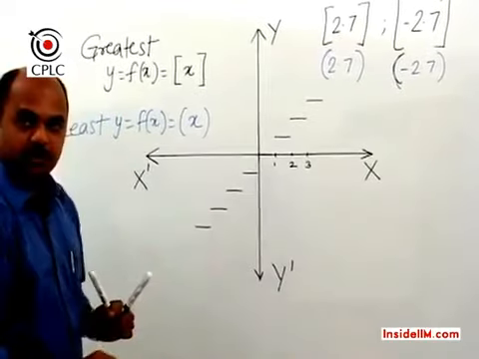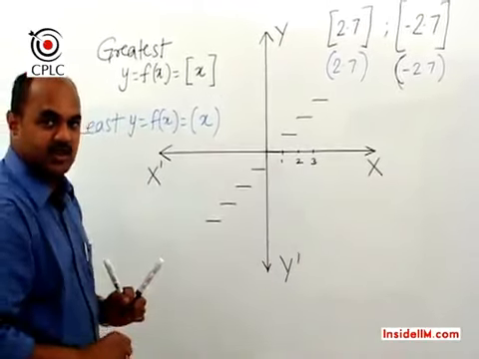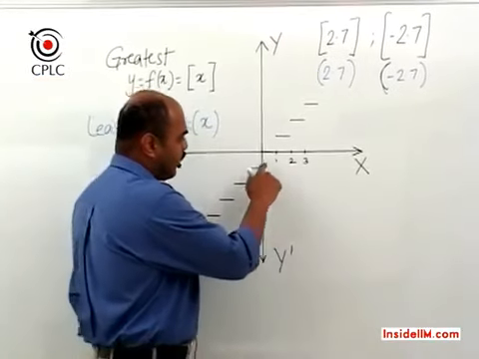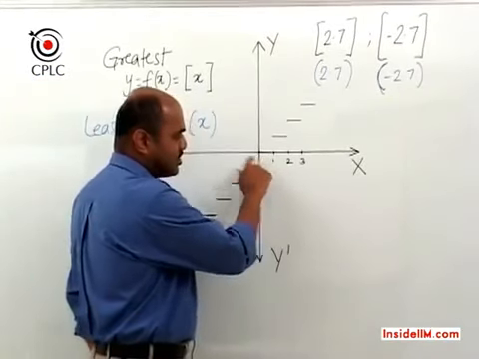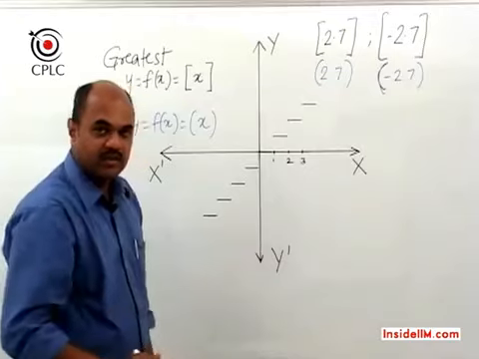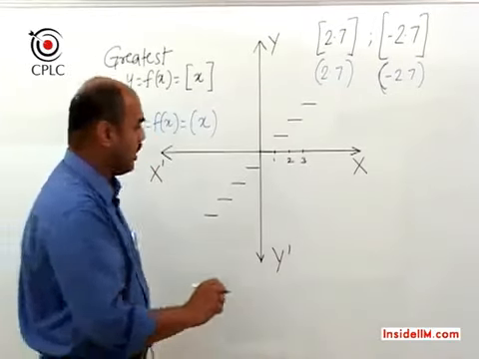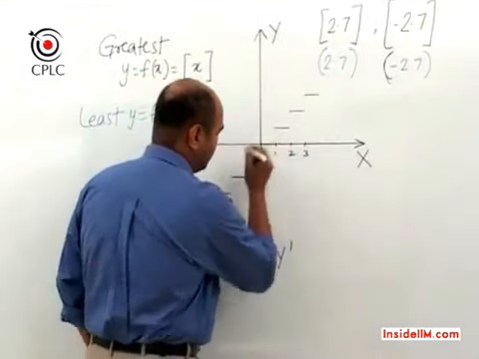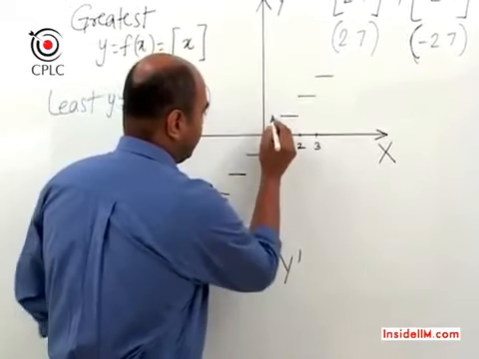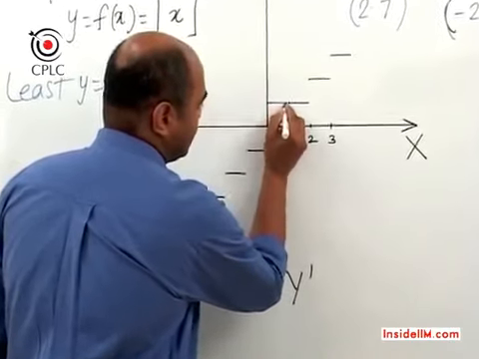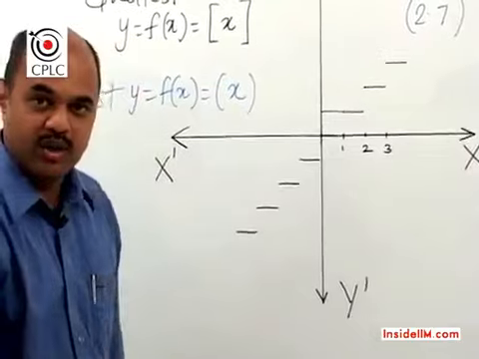If I now start plotting the least integer function graph, for all values greater than 0 and up to 1, the least integer function value would be 1, and hence we would get the graph as this at y equal to 1.